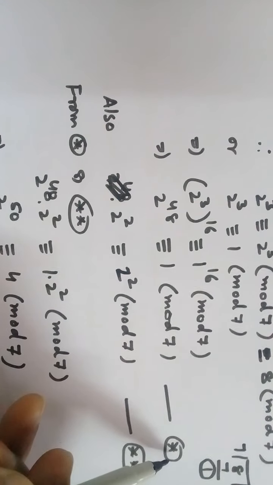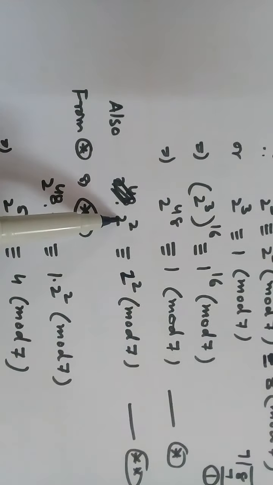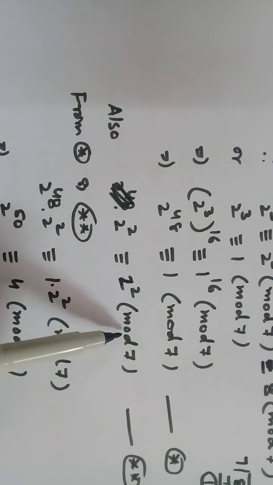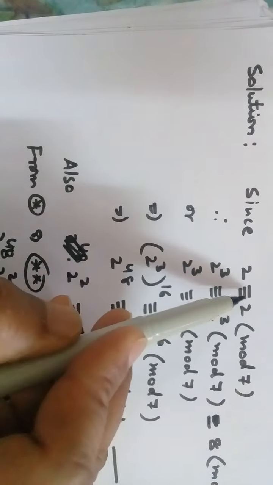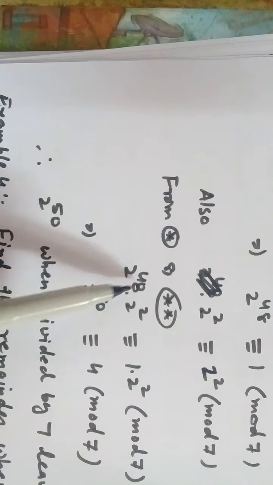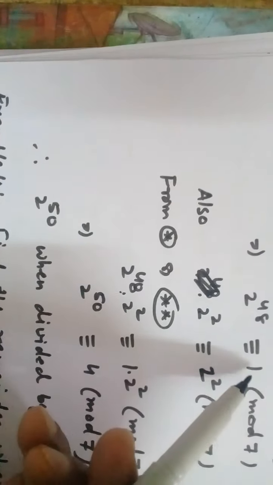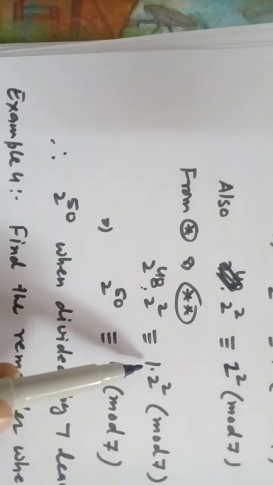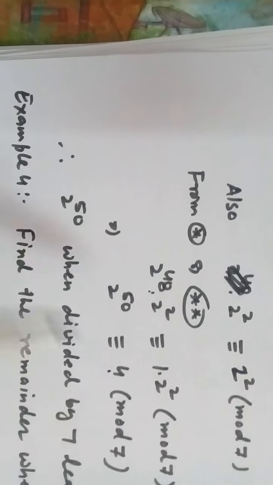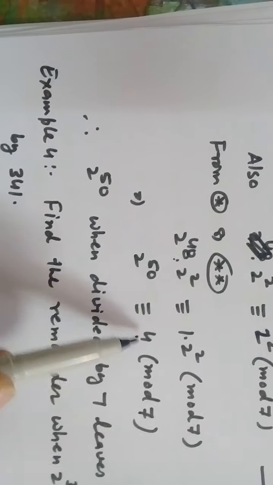So let this be equation star. Also 2 squared is congruent to 2 squared modulo 7, because 2 is congruent to 2 modulo 7. So from equation star and double star, 2 to the power 48 into 2 squared, when we multiply this, we get 1 into 2 squared modulo 7. So 1 into 2 squared is nothing but 4. Therefore 2 to the power 50 when divided by 7 leaves remainder 4.